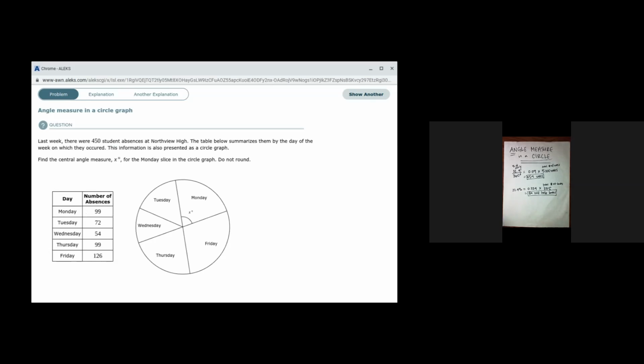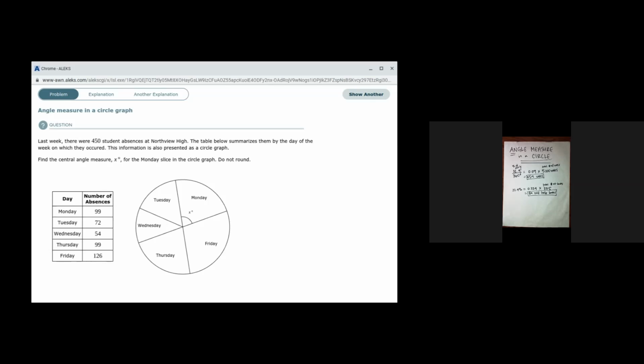All right. This says, again, you were drawing the circle in your notes. Last week, there were 350 student absences from Northview High. Come on, guys. Gotta stay in school. The table below summarizes them by the day of the week on which they occurred. Looks like Friday was a rough day for a lot of kids. There were 126 students absent. Also Monday and Thursday, not great. Wednesday though, Wednesday had the least amount. Still way too many absences. Anyway, we're going to find the central angle X for the Monday slice of the graph. We're not going to round.